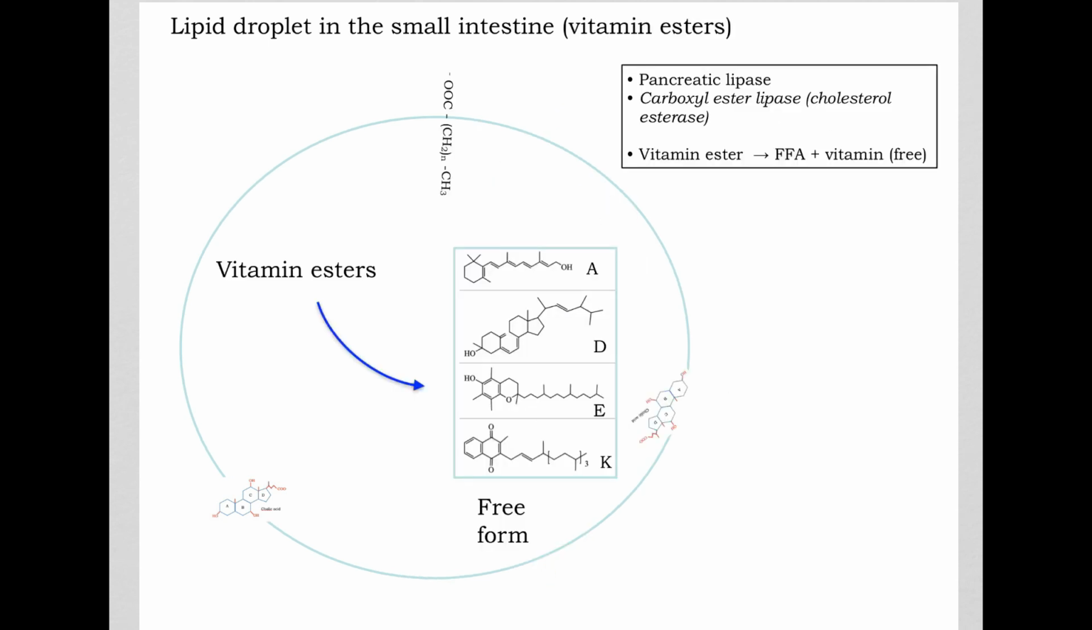The lipid droplets also contain fat-soluble vitamins A, D, E, K. And if any of these fat-soluble vitamins exist in the ester form, if there is any fatty acid attached here or here or here, then we have the enzymes pancreatic lipase as well as your carboxyl ester lipases. And these lipases can break down the vitamin esters into the free vitamin as well as your fatty acids.